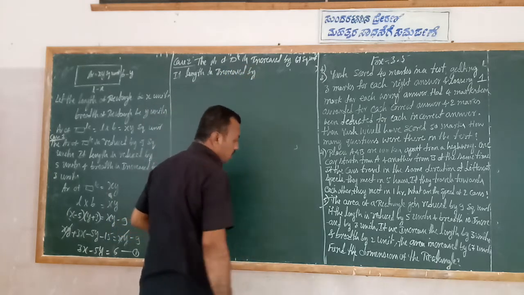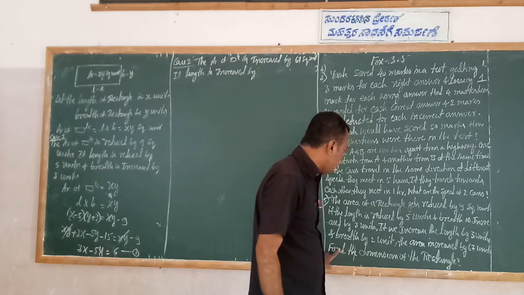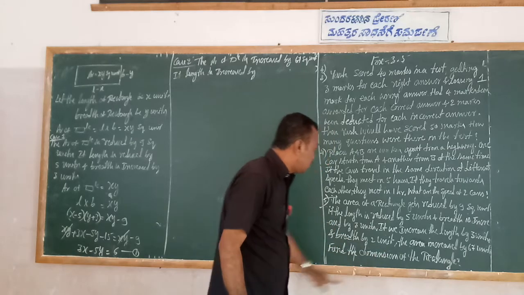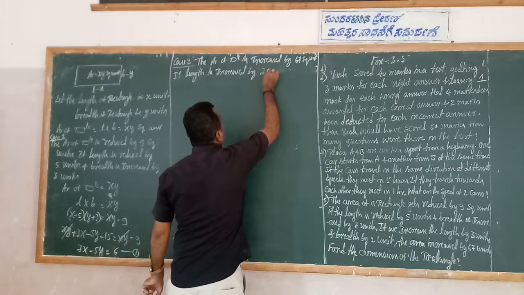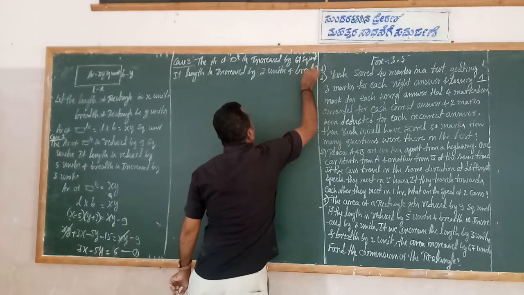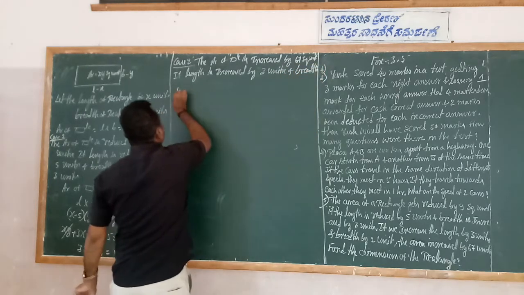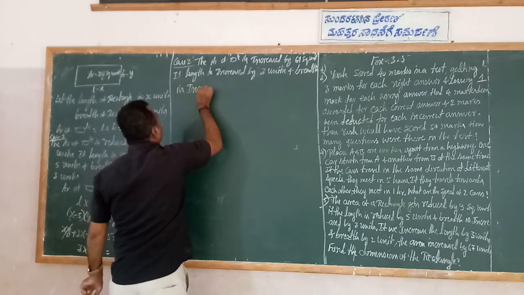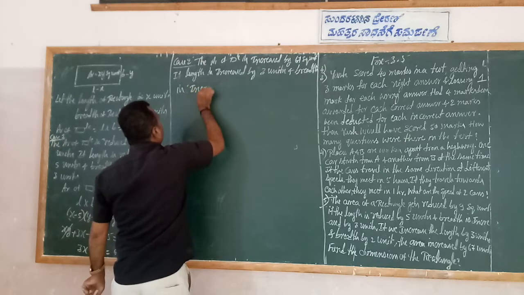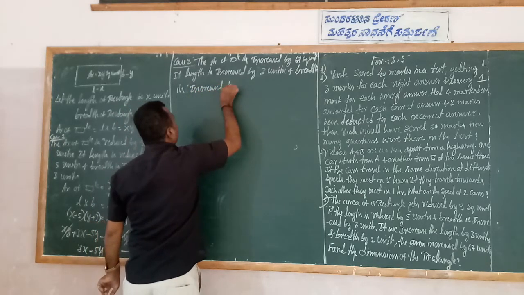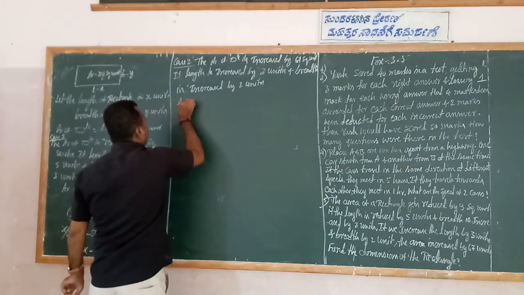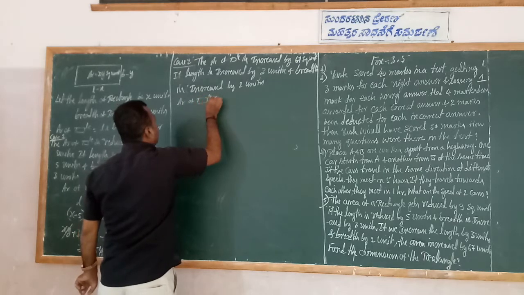If we increase the length by 3 units and breadth by 2 units, so the length is increased by 3 units and the breadth is increased by 2 units.